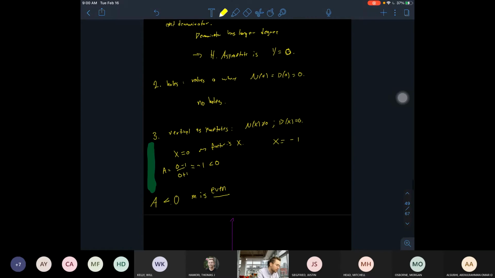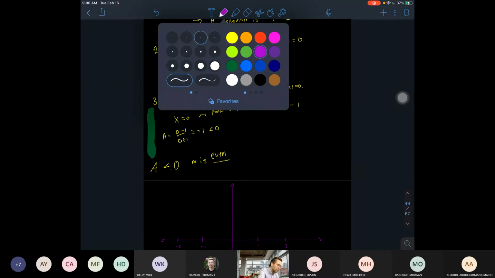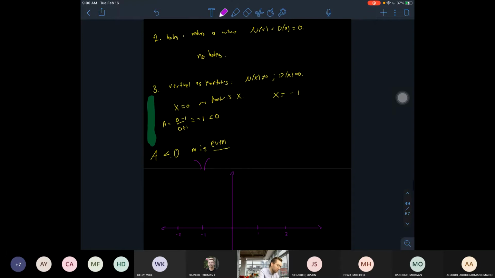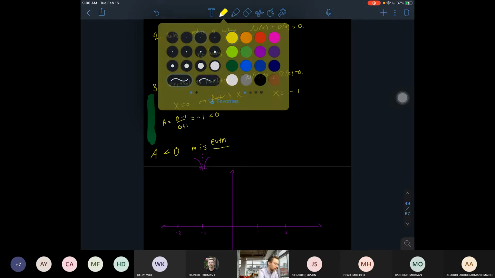So I have a less than 0 and m is even. And that picture looks like our purple one. It's going to look like this, basically. It's going to be going down to negative infinity. Now let's try the other one.